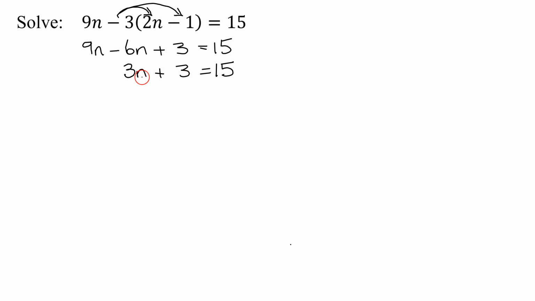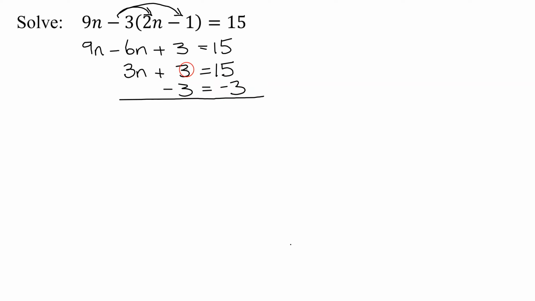So now the goal in solving linear equations is get your variables on one side, your constants on the other. Well, luckily, I only have one variable. It's on the left, so I'm going to move my constants over to the right. Since I have plus 3 here, I'm going to subtract 3 from both sides.